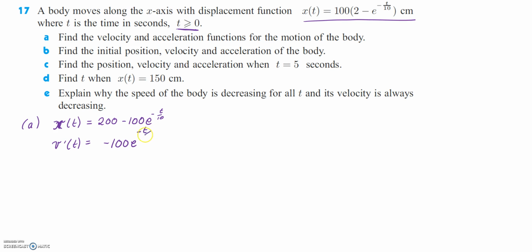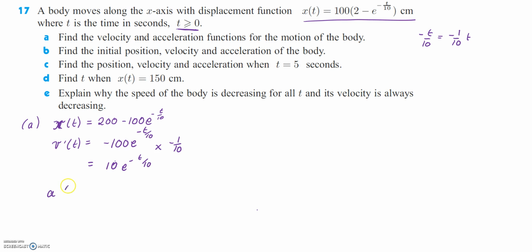e to the minus t over 10, remembering that minus t over 10 is the same as saying minus 1/10 times t. So what is the derivative? We have to now multiply by the derivative of that, and the derivative of that will be just minus 1 over 10. And that makes minus 100 times minus 1 over 10. Negatives cancel and we get 10 e to the minus t over 10.